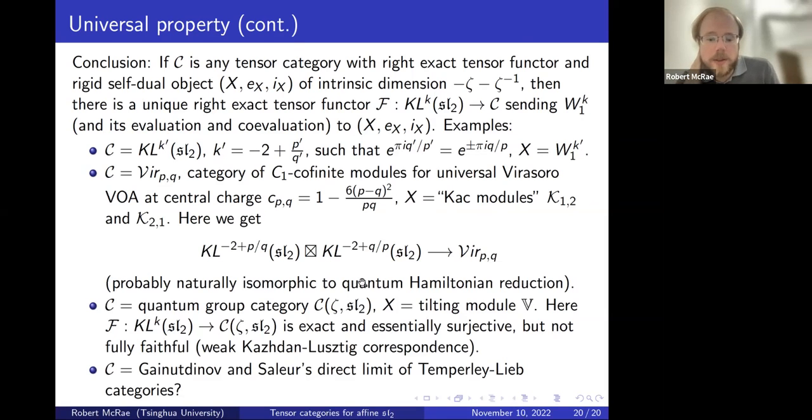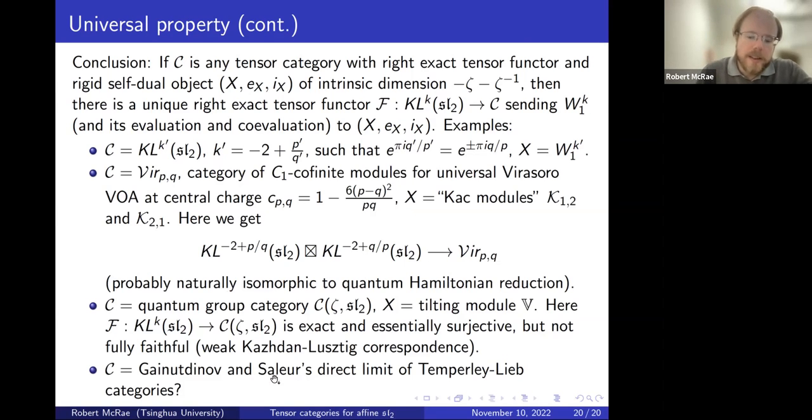Anyway, we get these two functors and we can combine them into a single functor from the Deligne tensor product of these two categories if we want. And as I said before, probably these functors are the same as quantum Hamiltonian reduction, but I'm not sure quite how to prove that necessarily, but it's almost surely true.